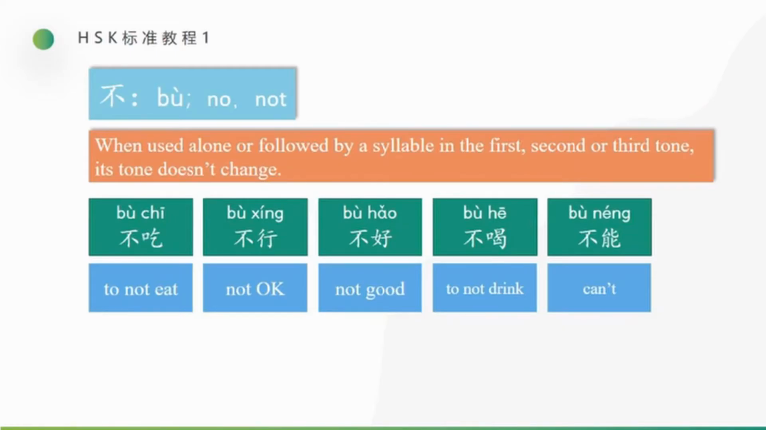Look at this, 不. I mentioned in last class, 不 when we read it alone, it's fourth tone. 不 when used alone or followed by a syllable in the first, second, or third tone, its tone doesn't change. 不吃，不行，不好，不喝，不能. See, 不吃 first tone, 不行 second tone, 不好 third tone. So when we put it before first, second, third tone, we should read fourth tone, 不.